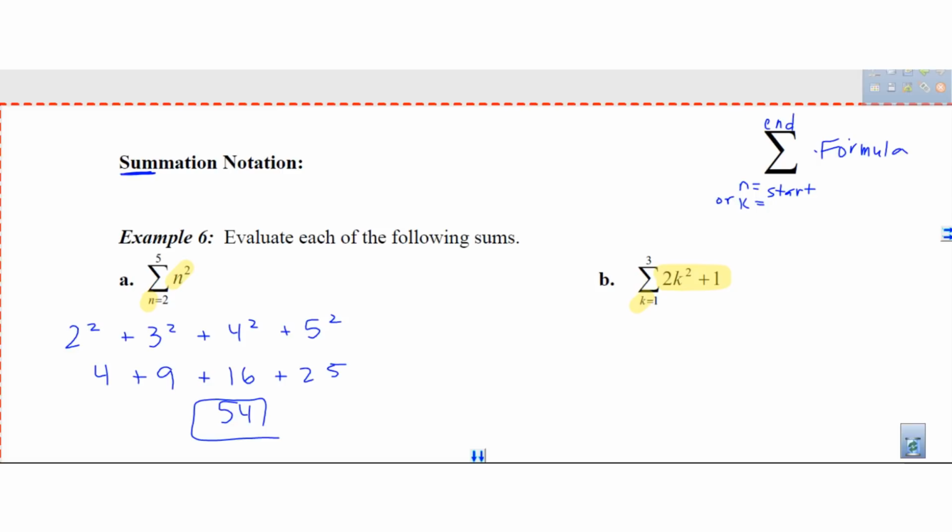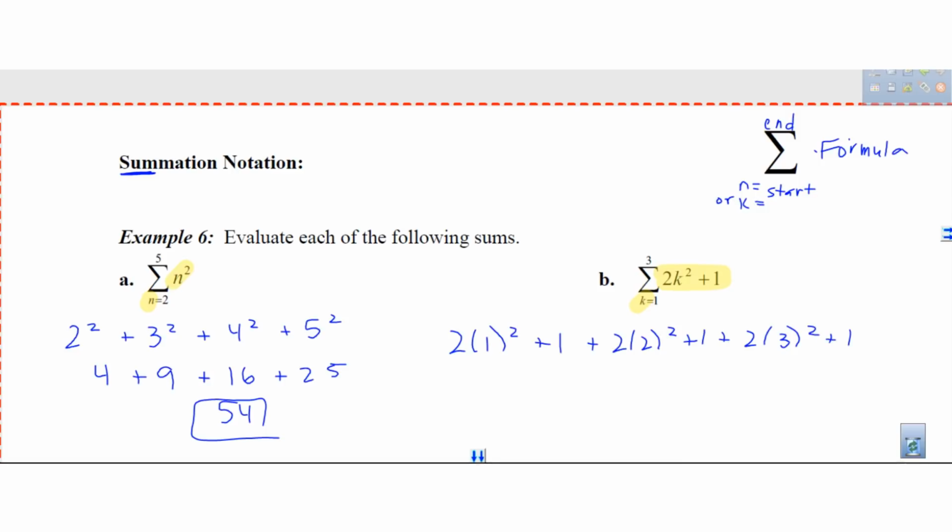Okay, question B. First I'm going to put a 1 in for k, then I'm going to put a 2 in for k, then I'm going to put a 3 in for k, then I'm going to add them together. So you just go 2 times 1 squared plus 1. Now k is a 2, so put plus 2 times 2 squared plus 1. Then put a 3 in for k. So it's 2 times 3 squared plus 1.